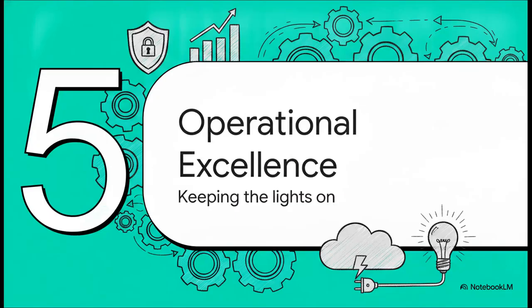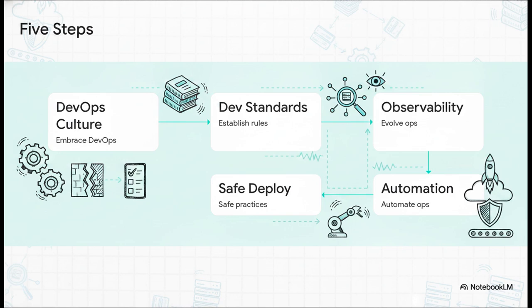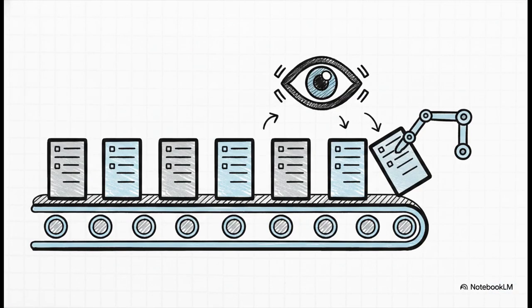And that brings us to Section 5, Achieving Operational Excellence. Simply put, keeping the lights on. Now, this isn't just a static checklist. It's a continuous flywheel of operational health. You need to embrace a DevOps culture to break down those organizational silos, establish rigid development standards, evolve operations by lighting everything up with observability, because let's face it, you can't fix what you can't see. Automate for efficiency to remove human error, and adopt safe deployment practices so your own updates don't accidentally bring down your systems. And treating your infrastructure as code? Well, that is really the only way to reliably enforce these operational standards at scale.